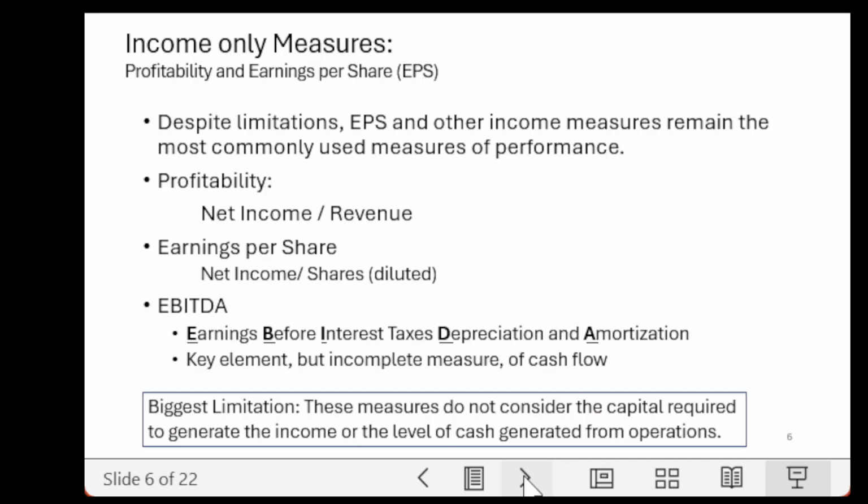EBITDA, earnings before interest, taxes, depreciation, and amortization, is another commonly used measure. It's a key element, but it's an incomplete measure of cash flow. It doesn't consider the requirements for working capital needs or future capital investments, but it's widely used in private equity and M&A transactions. So all of these measures do not consider the capital required to generate the income or the level of cash generated from the operations.